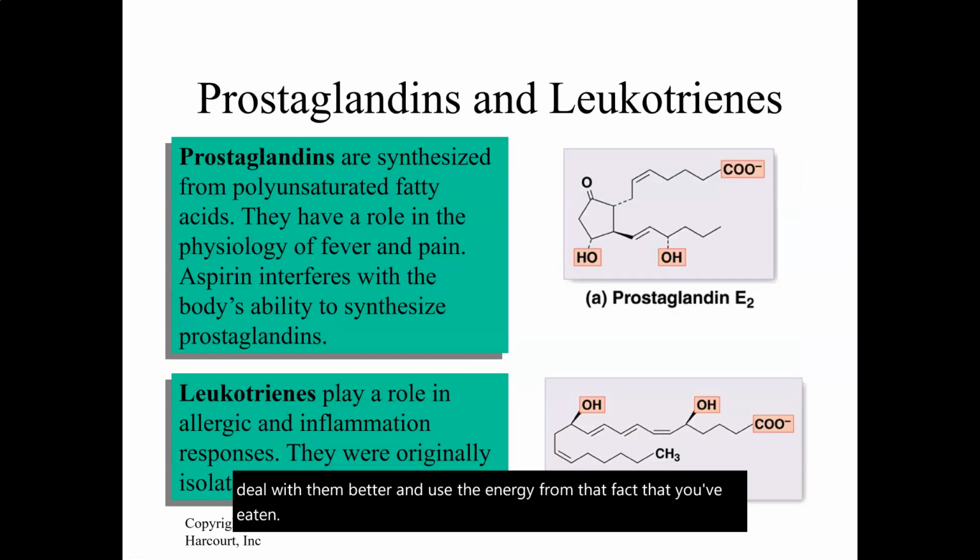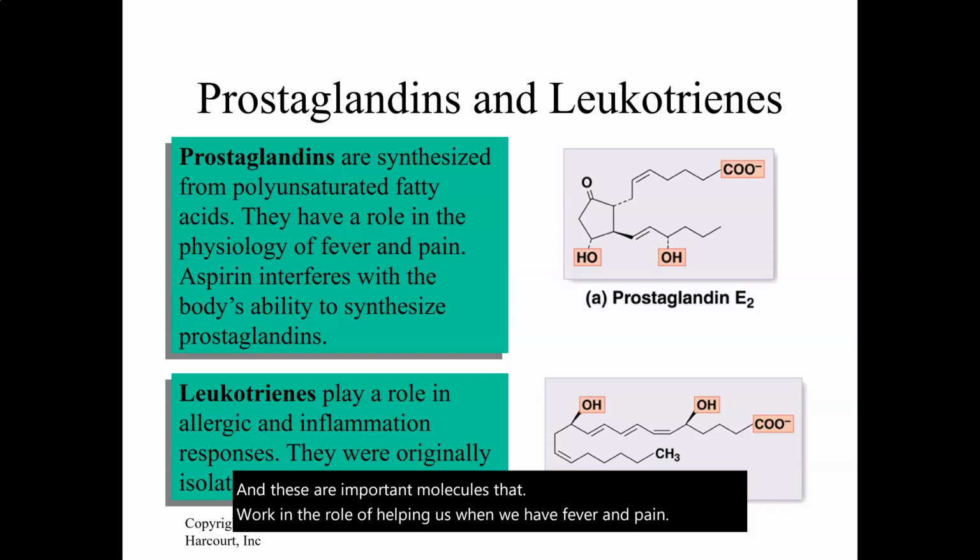Some other ones that we need to talk about are prostaglandins, and these are important molecules that work in the role of helping us when we have fever and pain. And then leukotrienes are generated for allergic and inflammation responses.